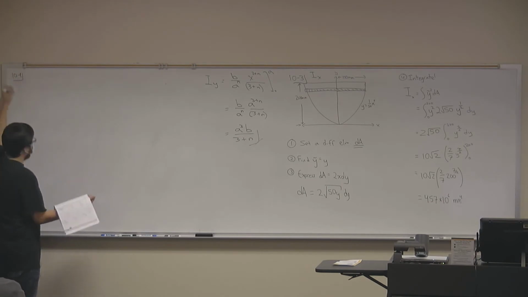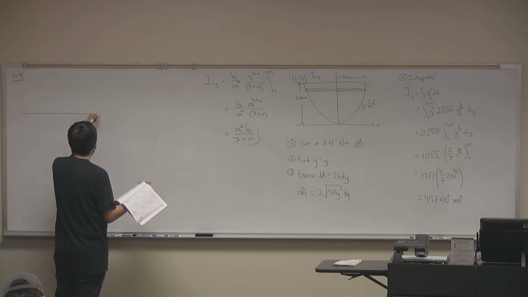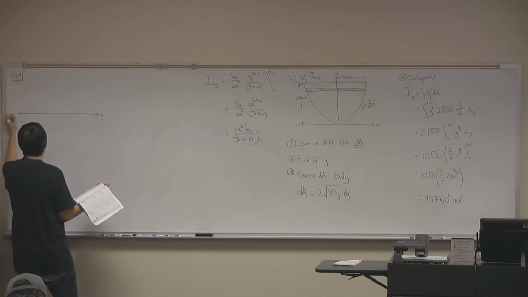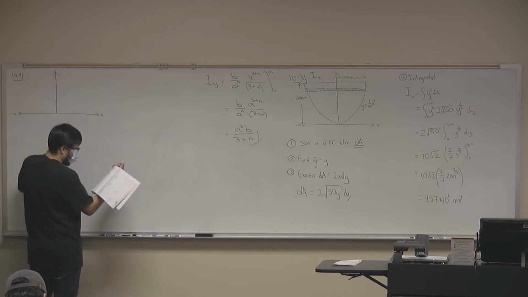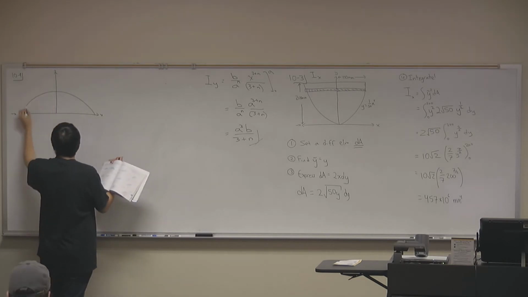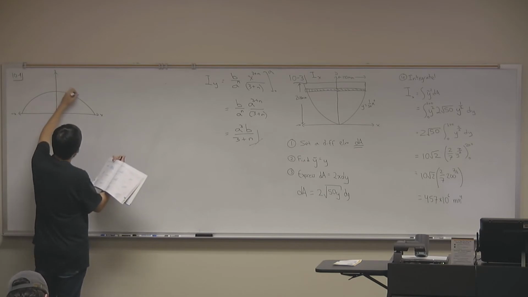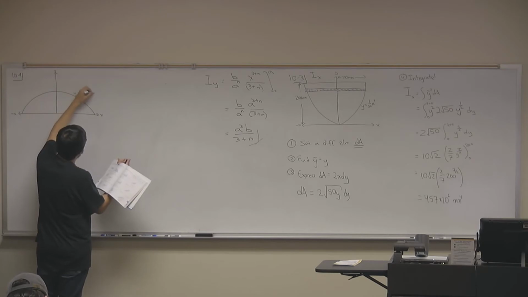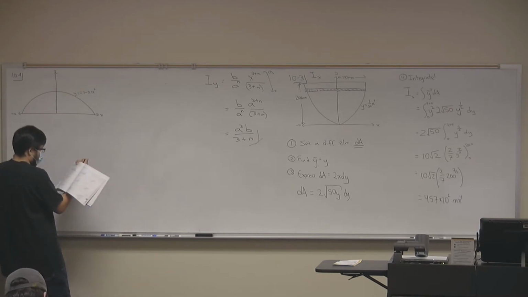So 10/9, right? Yes, sir. Let's see. We have our x-axis. We have our y-axis. And then we have this thing. Is that a half circle? I don't think it's a half circle. The equation is y equals 2.5 minus 0.1 x squared. It's not a half circle. It's like an ellipse, though, isn't it? Or a half ellipse.